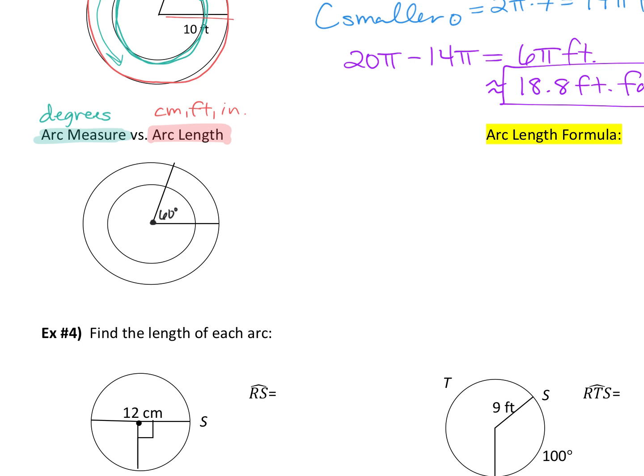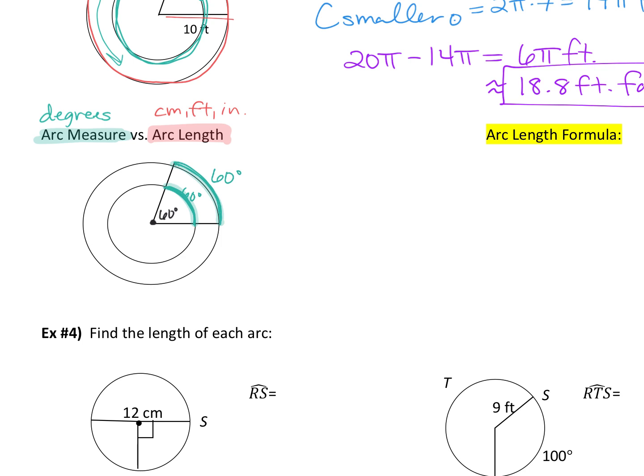If I was talking about arc measure, I'm going to color code here, okay? Arc measure, what is the measure of this arc, the closer one? How many degrees? 60 degrees. How many degrees is this arc? 60 degrees, okay? So your arc measure here is the same. They're both 60 degrees. They're both 1/6 of a circle, okay?